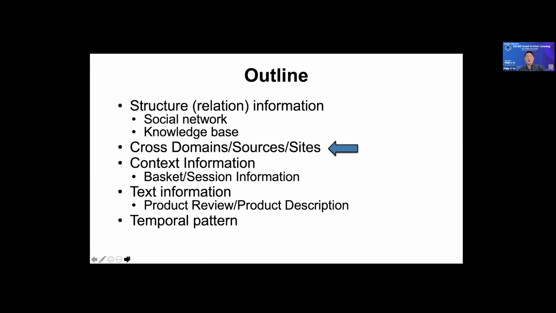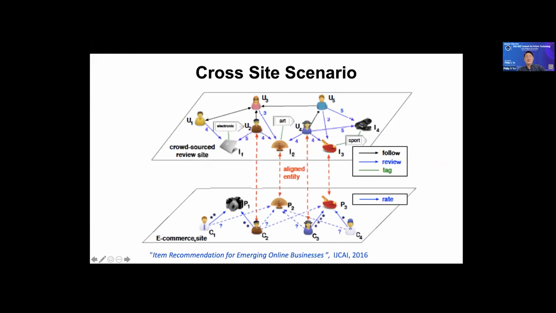Okay. Next we're going to look at cross-domain information. For example, many e-commerce sites only have transaction information. For example, you look at Amazon, they only have your purchasing history. So it knows that you bought a camera, this kind of thing. But it doesn't know who your friends are, who has similar thinking as you.